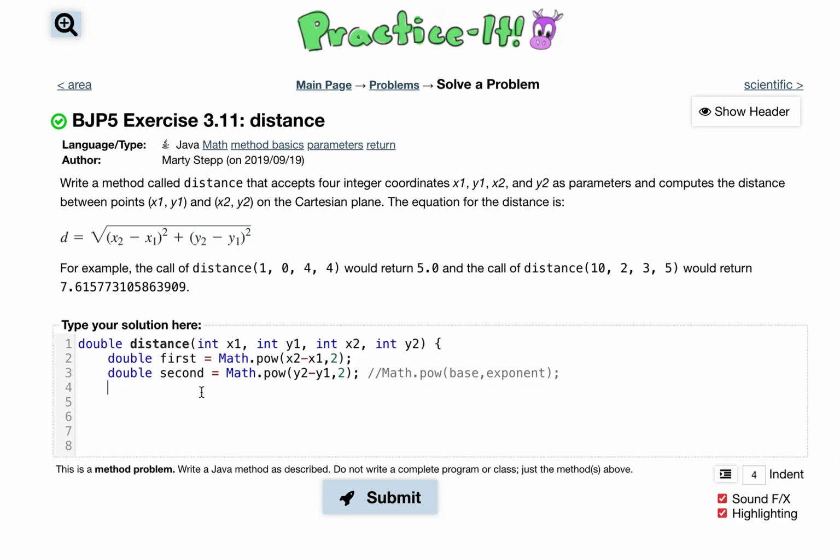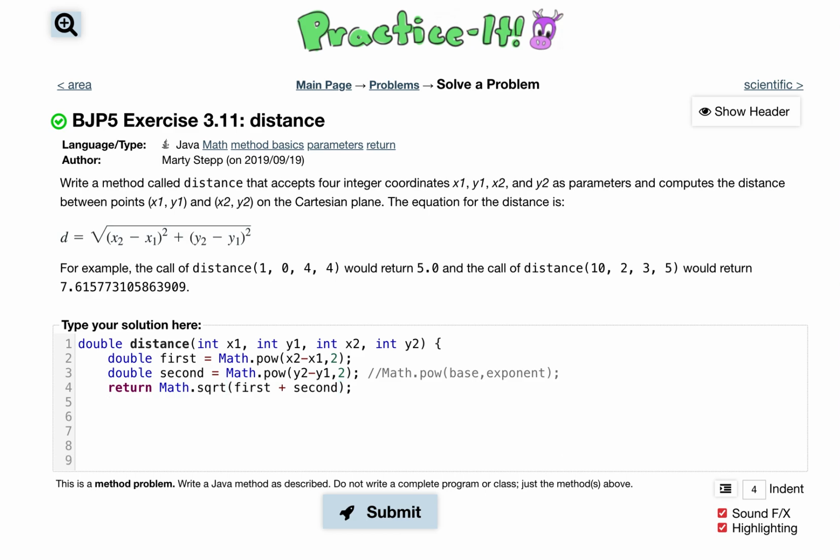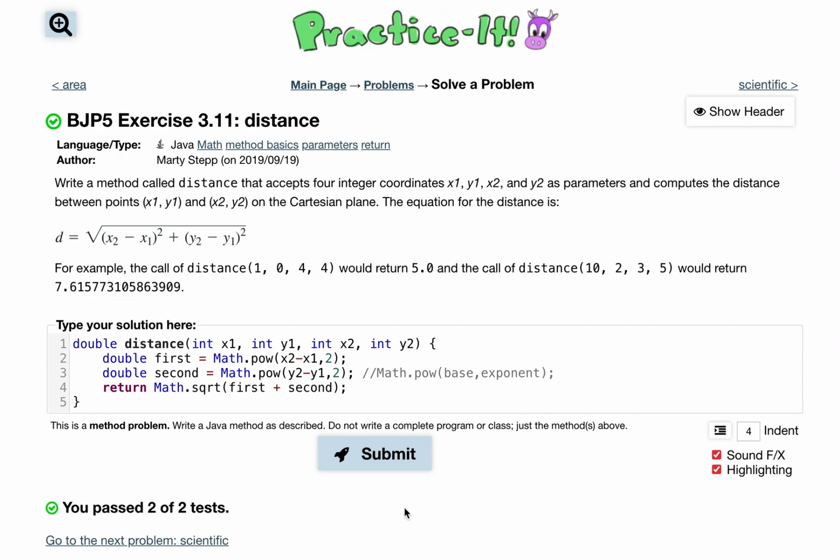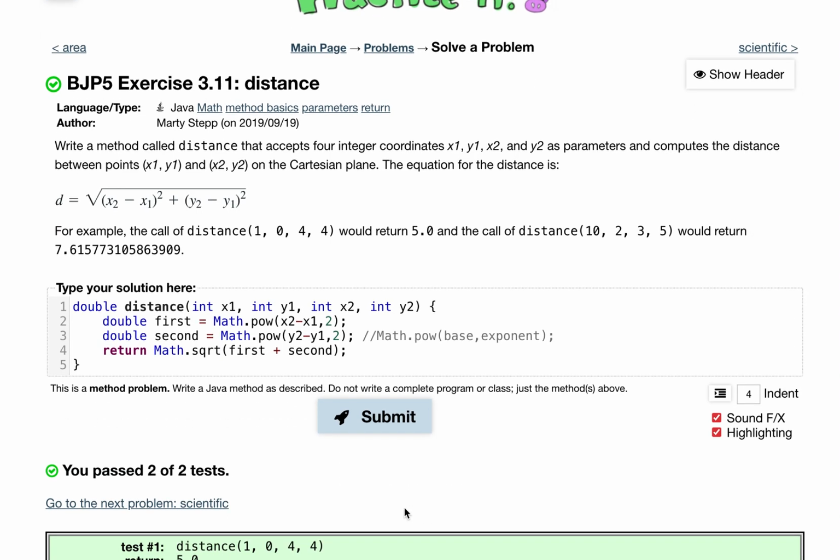Now that follows the first and second term, but now we have to take the square root of the sum. And since we can do that in basically one call, let's just return that value, which is math.square root of the first plus the second. And this should work as we are taking the square root of the first term plus the second term. And as you can see, we have passed 2 of 2 tests.